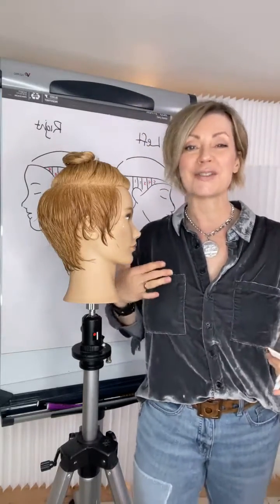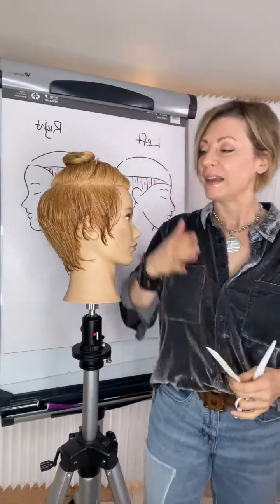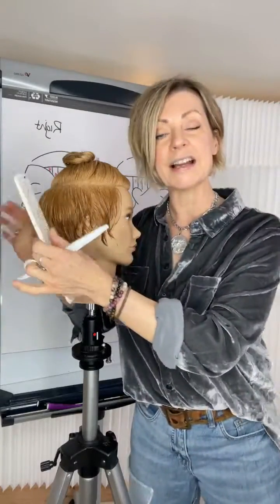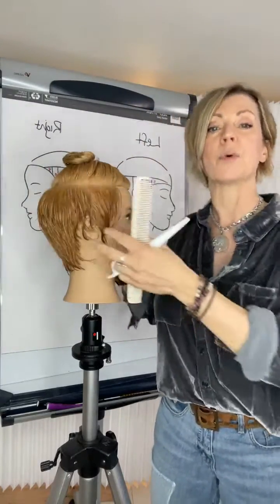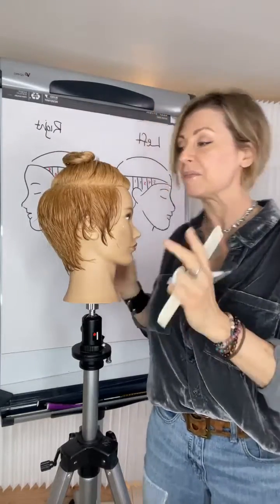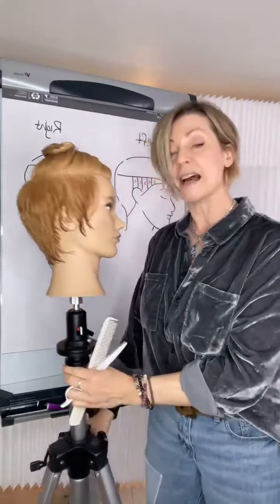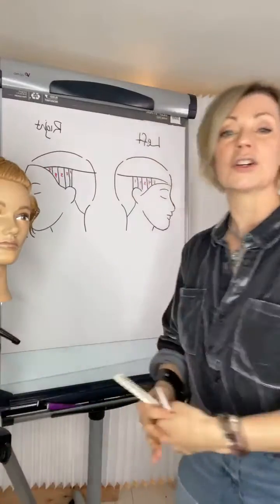For every action, there's an equal and opposite reaction. So when we pull the hair back and cut it, it's going to flow forward. We're going to get more length through that front area. On the diagram, I'll show you what she's going to look like.